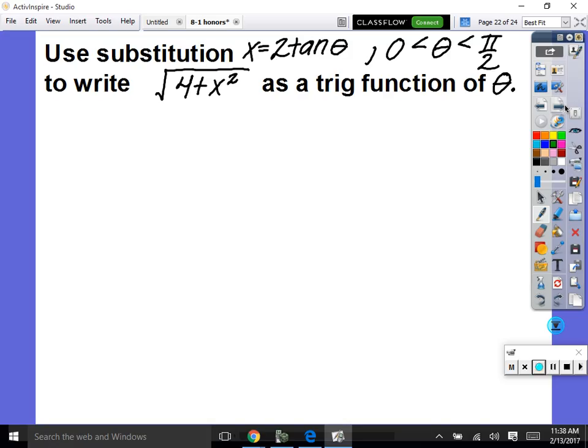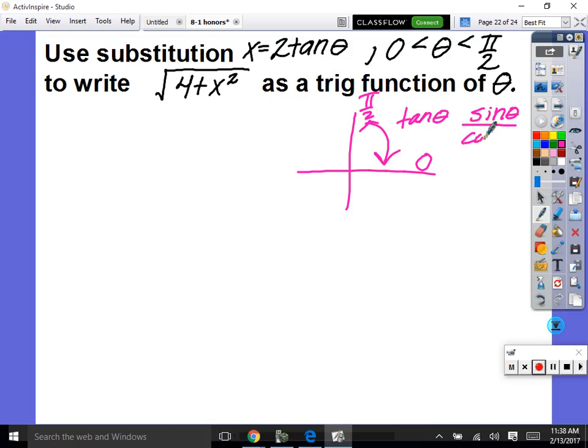Okay, so it says use substitution. We're down to our last few examples here. Use substitution, x is equal to 2 tangent theta, if theta is between 0 and pi half, so we've got to take that into consideration. Wouldn't that be in this quadrant, guys? 0 and pi half, so tangent is here. So doesn't that mean that sine is positive and cosine is positive? Positive, positive. So we have an x, y point that's both positive.